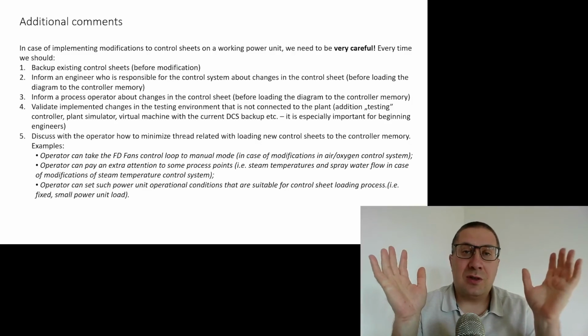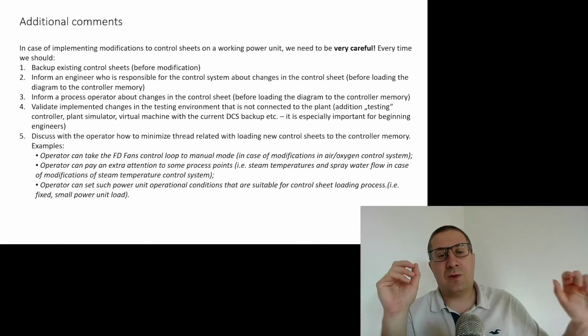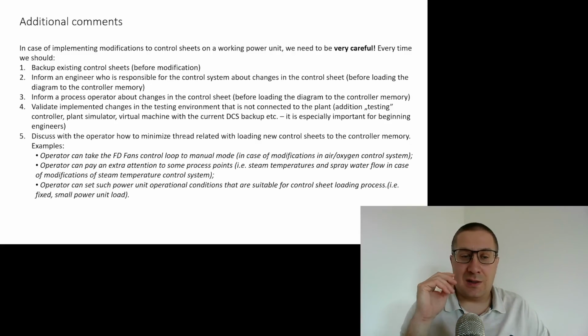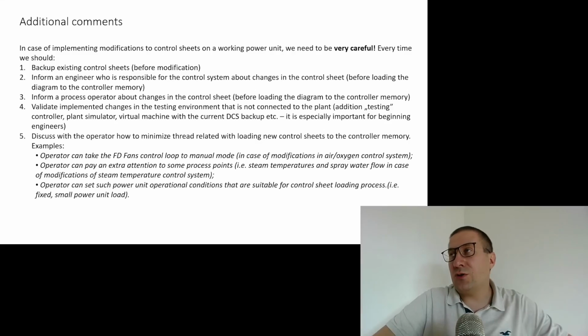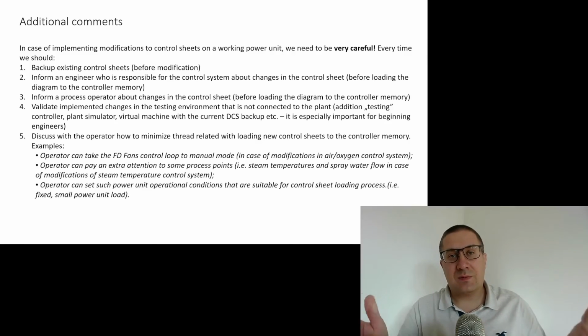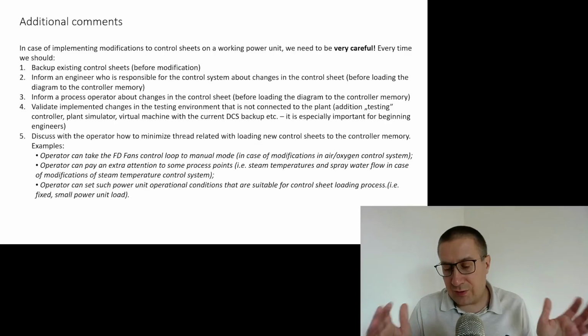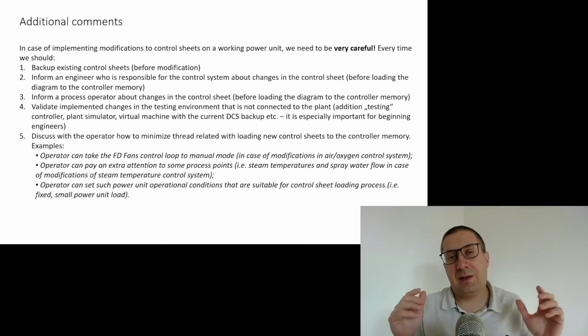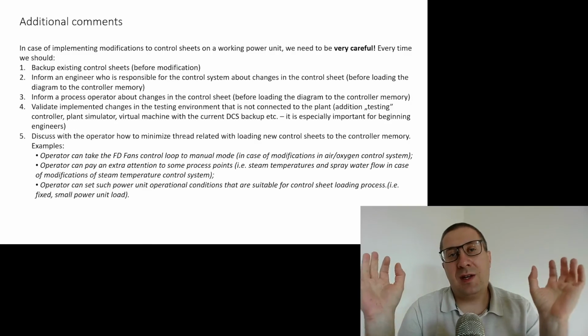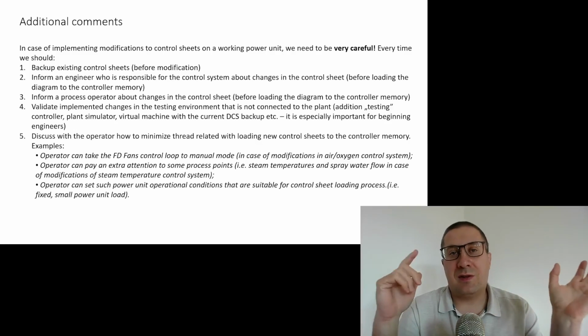The operator can also pay special attention to some process points, right? So if we would like to change the control system that controls the temperatures of water or steam, the operator can open the operator graphics with the water system or steam system and observe the temperatures of the steam.